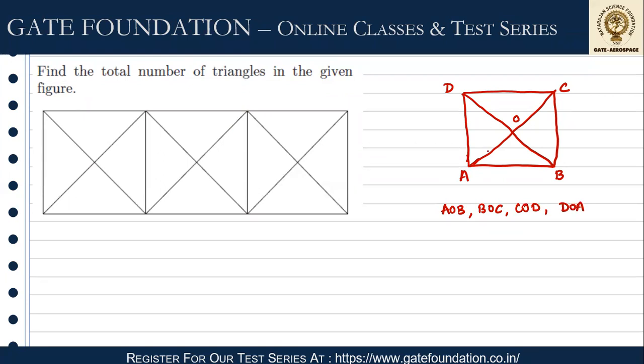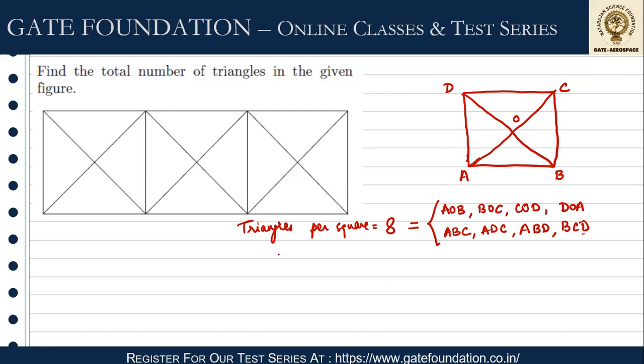Now let's talk about the diagonals. If I talk about diagonal AC, this diagonal AC will divide this entire square into two triangles, triangle ABC and triangle ADC. Similarly, now I talk about diagonal BD. So if I talk about diagonal BD, this will divide the square into two parts, ABD and BCD. So there will be 8 triangles that I will be getting out of one square.